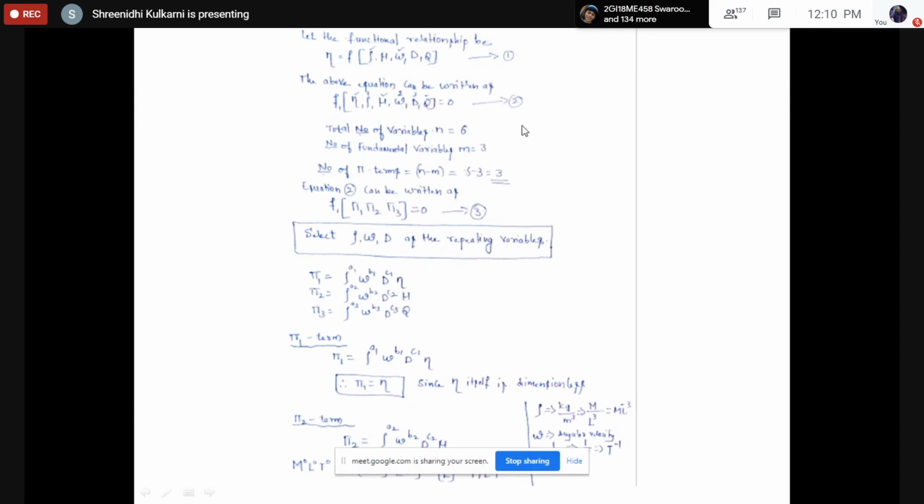So whatever the equation 2, we can write it as a function of pi 1, pi 2, pi 3 equal to 0. Suppose you are getting 4 here for n minus m, not in this problem, in other problems, then we will write one more: pi 1, pi 2, pi 3, and pi 4.